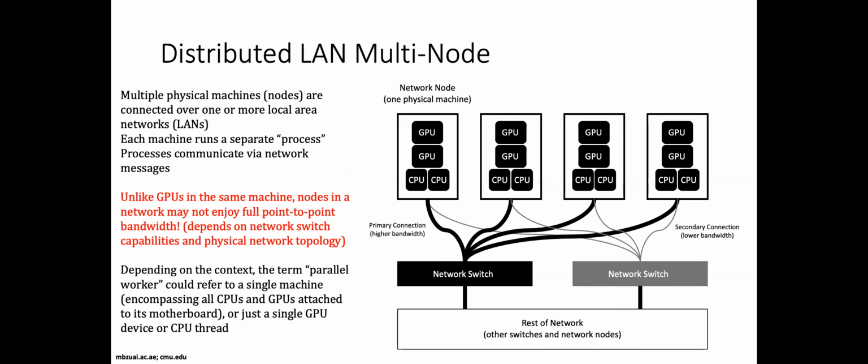Okay, distributed local area network multi-node is what happens when you take multiple boxes, each with a motherboard and multiple CPUs or GPUs plugged in. And then again, you see a similar architecture where there's a fast high bandwidth connection, usually InfiniBand, and the protocol by which two NVIDIA GPUs talk to each other over NVLink and InfiniBand are actually pretty similar.